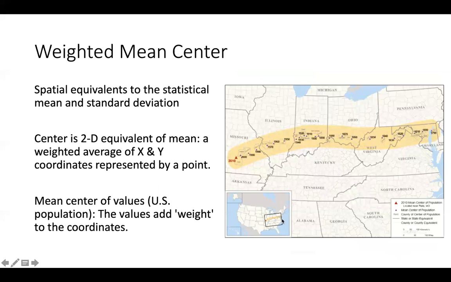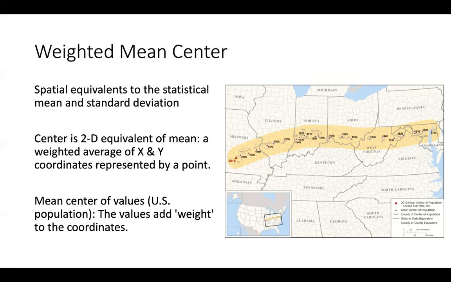Finally, we have weighted mean center. This is the spatial equivalent of a statistical mean and standard deviation. The center is a 2D equivalent of a mean, the weighted average of the X and Y coordinates represented by a point, but where we can add a spatial weight.